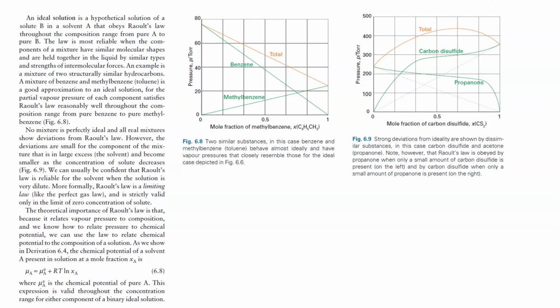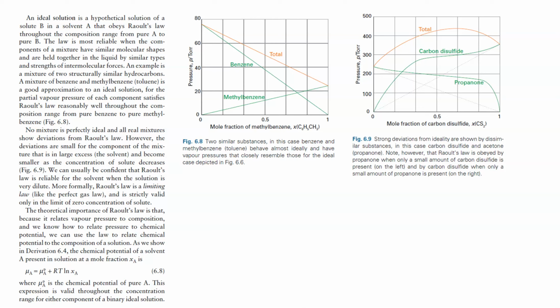No mixture, however, is perfectly ideal, and all real mixtures show deviations from Raoult's law. However, the deviations are small for the component of the mixture that is in large excess, the solvent, and become smaller as the concentration of solute decreases, which is what we're seeing in figure 6.9. We can usually be confident that Raoult's law is reliable for the solvent when the solution is very dilute. More formally, Raoult's law is a limiting law, like the perfect gas law, and is strictly valid only in the limit of zero concentration of solute.